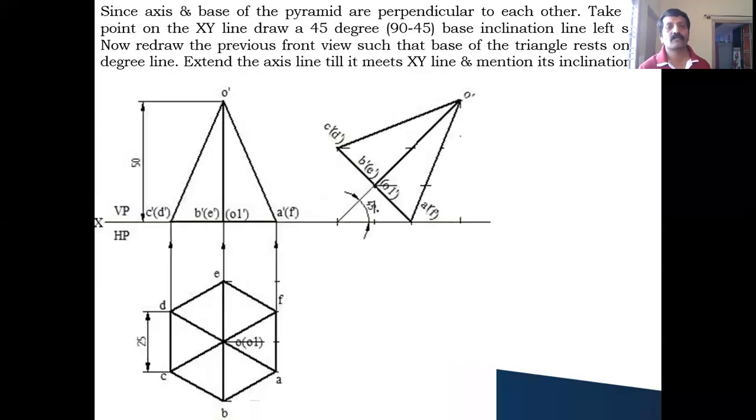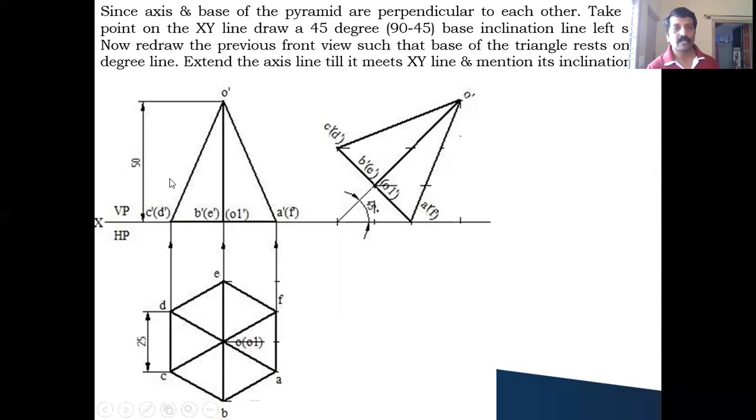Next, the second condition he has given: the axis of the pyramid is inclined at 45 degree to HP. If the axis is inclined at 45 degree, how much should it be with respect to the base? It is 90 minus 45. So the base should be inclined at 45 degree. What you should do: take any one point on the right side of your XY line and draw a 45 degree line to the left side, like this. This is your 45 degree line.